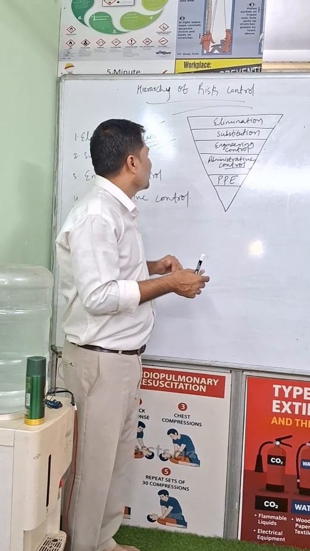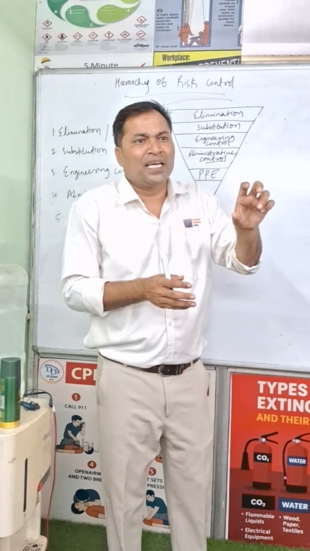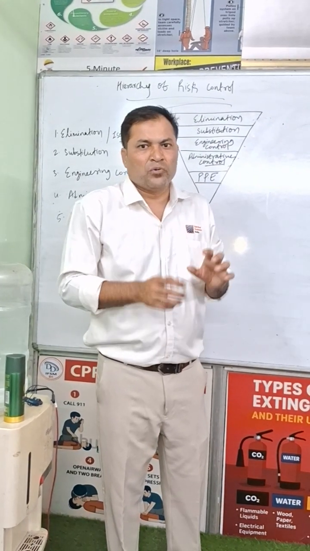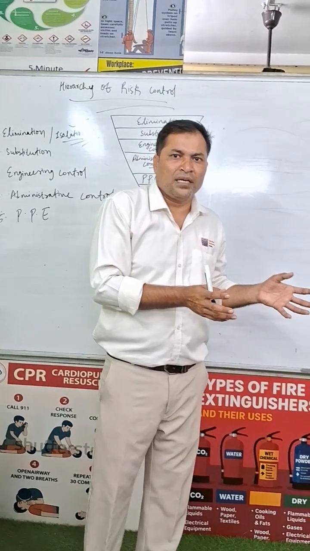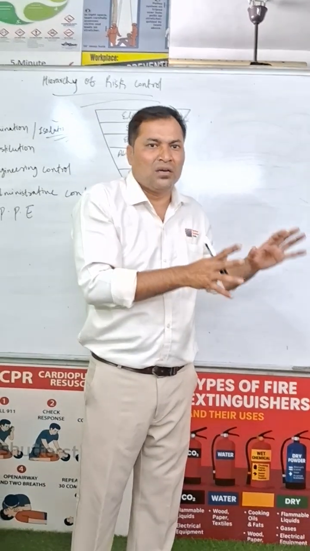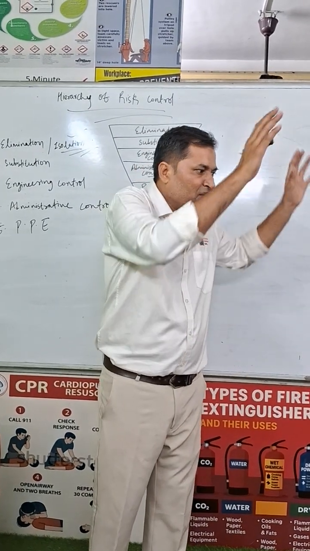And one more method comes under elimination. With the help of elimination, if you are not able to eliminate, you can isolate that part. Suppose you are working in an electrical zone. You can put that electrical supply equipment, like high voltage supply and transformers, over there. So you can isolate that part.